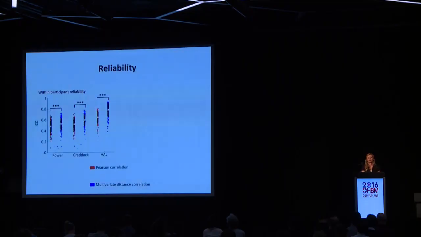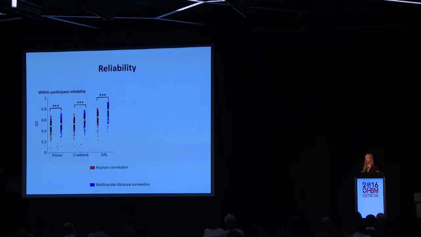Next, we looked at the reliability of our connectivity estimates. To do this, we looked at the correlation between each participant's connectivity matrix at time 1 and their connectivity matrix at time 2. Each dot in this graph is one participant, and the blue is the distance correlation results, and the red the Pearson correlation. We see that for each of the three sets of ROIs that we started with, we find significantly more reliable connectivity matrices with distance correlation.